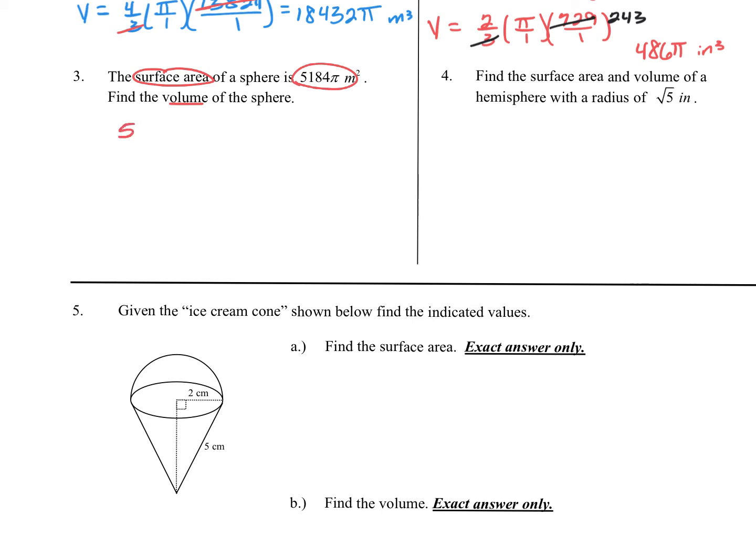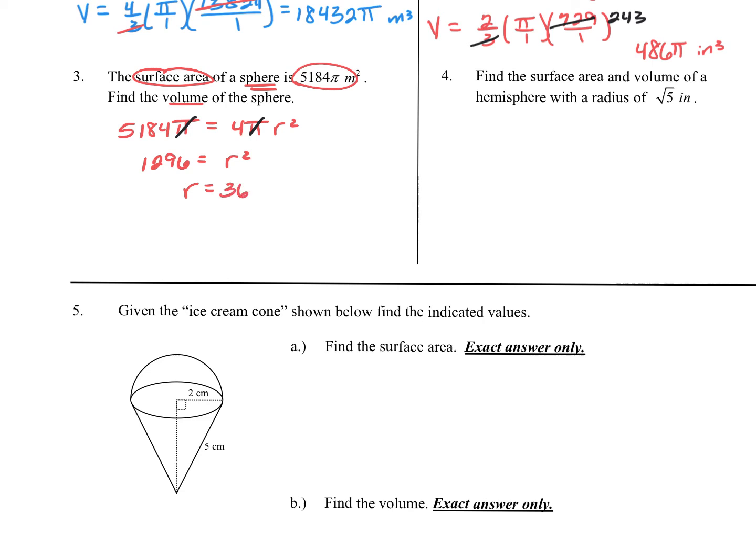We're going to have our 5,184 pi. It was an entire sphere, so we can set that equal to 4 pi r squared. Of course, the pi's are going to cancel. Then we can divide by 4, so we're going to get 1,296 equals r squared. And if you quick poke that in your calculator, you're going to find that is in fact a perfect square. So the radius of our sphere was 36.